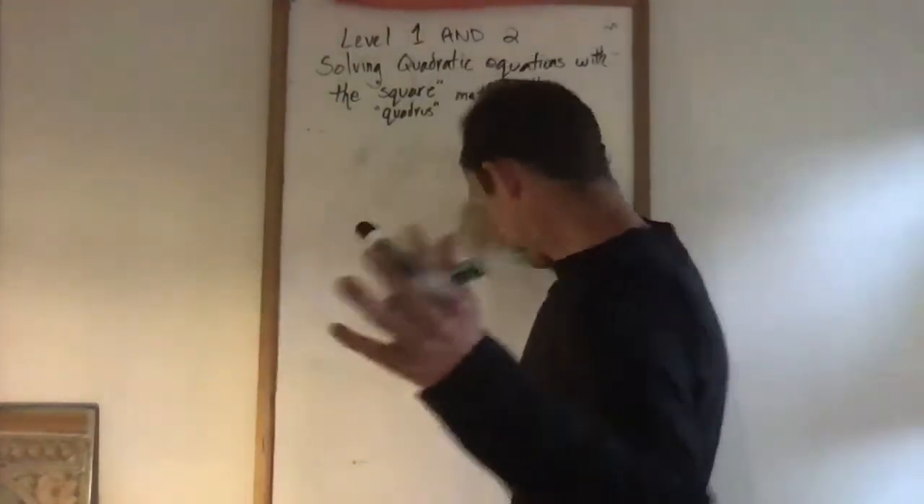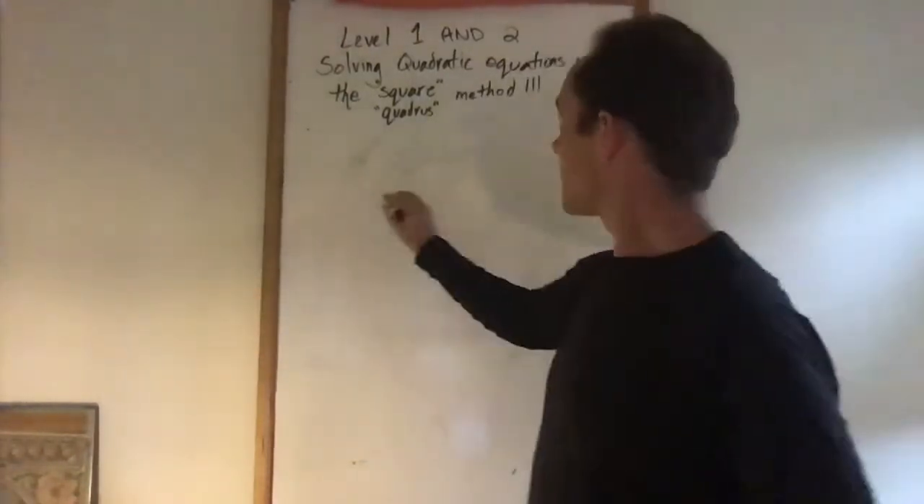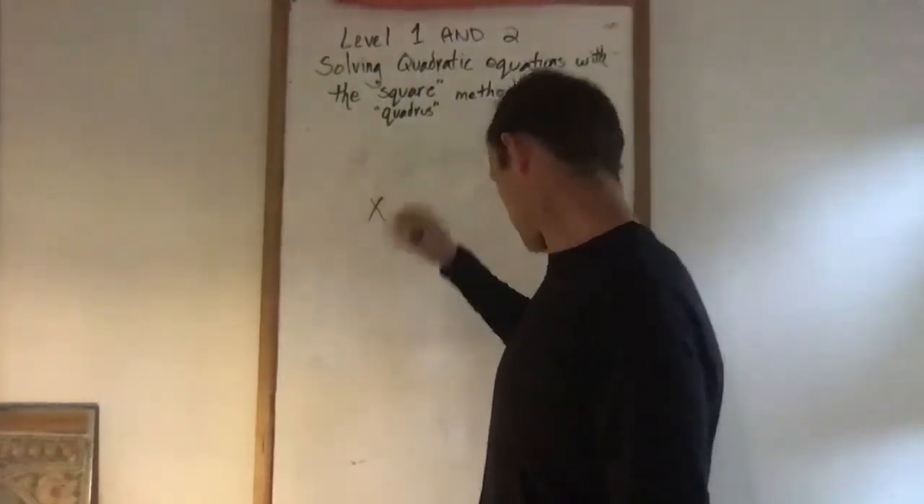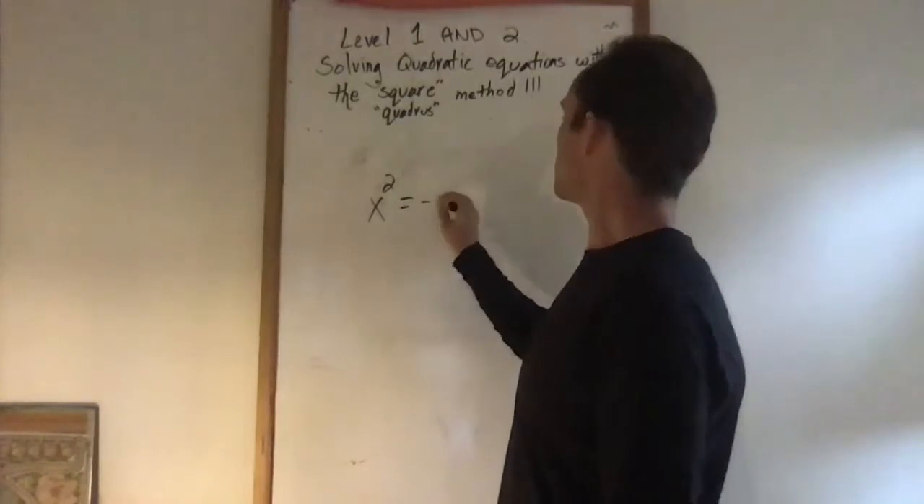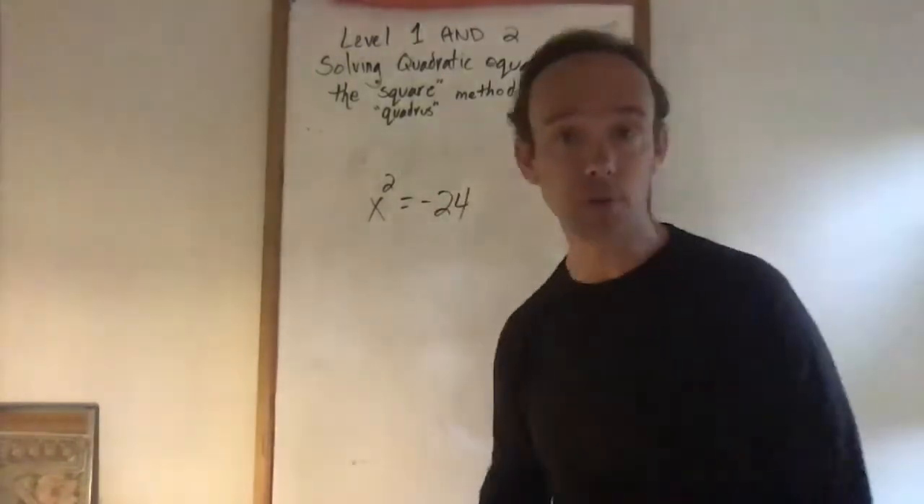I'm just checking in. You good? We'll do 2 more level 1 problems. Here we go. X squared is equal to negative 24. Let's bring back 24.